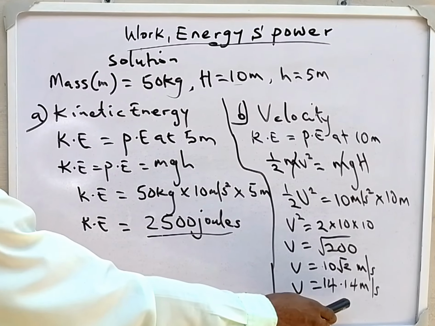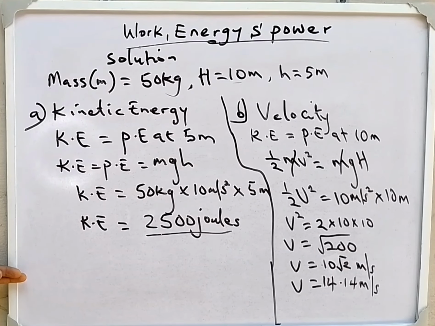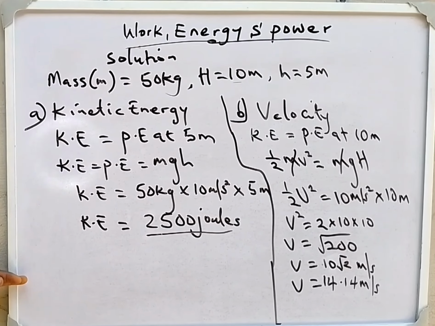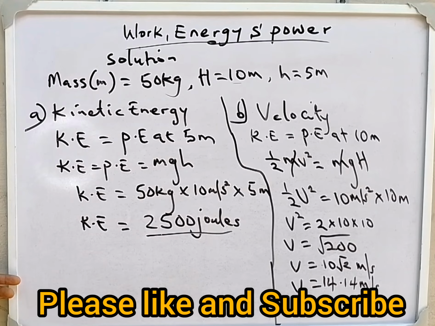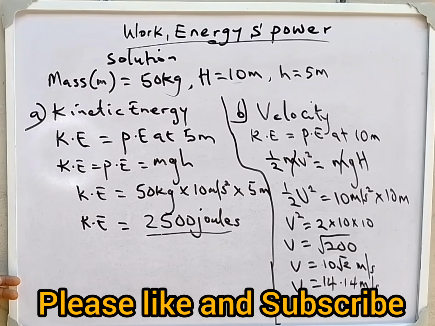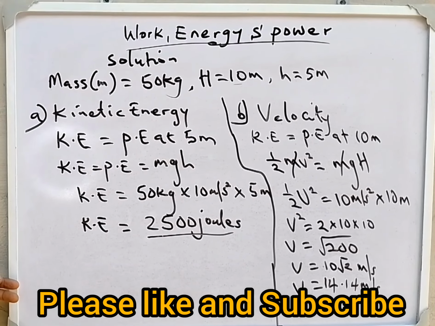So this is the velocity with which the stone hits the ground, and this is the highest velocity of the stone as it falls from this height. I hope it is very clear. If you have any question on this, please do well to drop your question at the comment section, and it will be attended to. So we'll go over to the next question now.